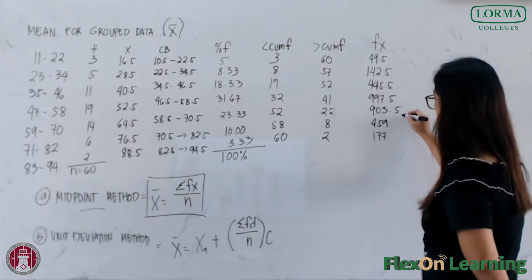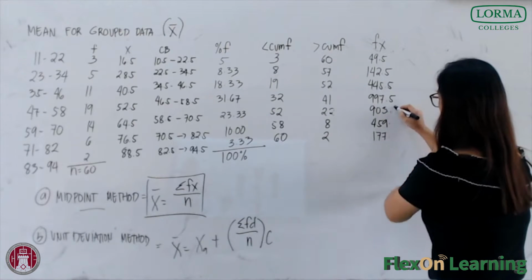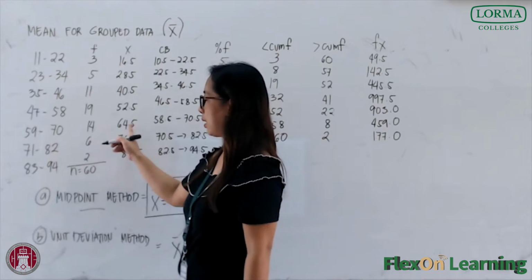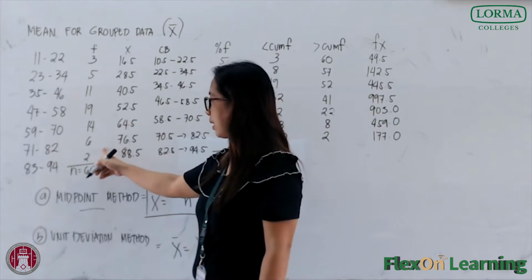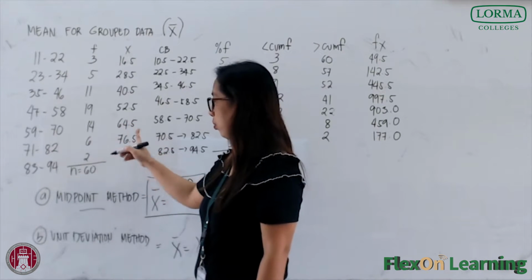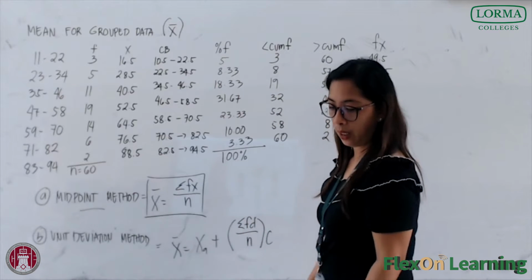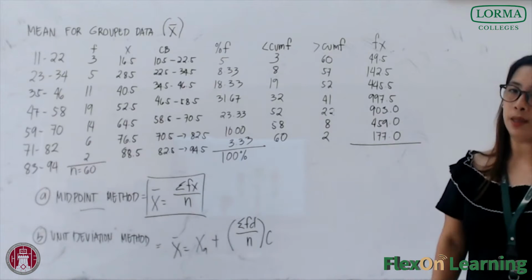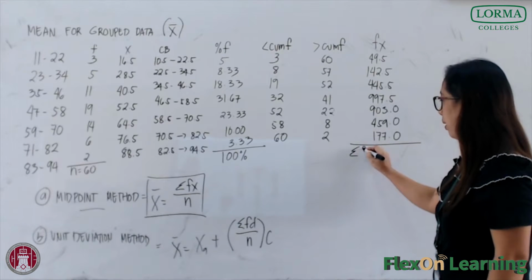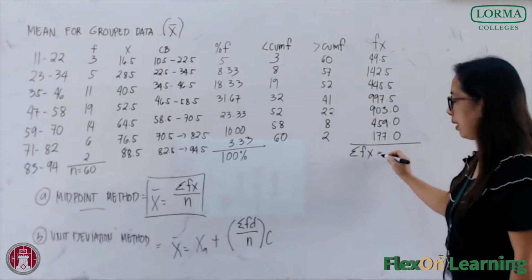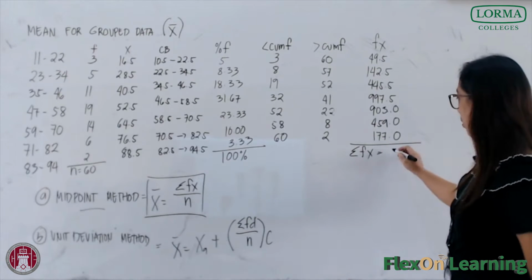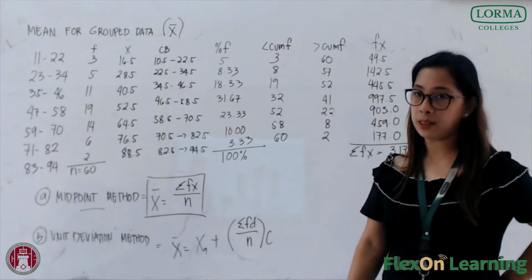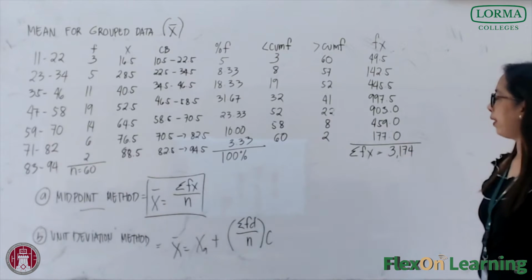These are zeros: 0, 0, and 0. Then we have 14 times 64.5, 6 times 76.5, and 2 times 88.5. So that is frequency times the midpoint. Now let's get the summation of our frequency times the midpoint, which is 3,174.